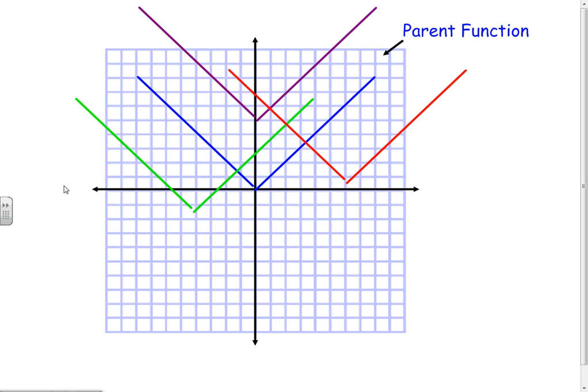So this slide could be a little confusing, so focus on one color at a time. This is an absolute value graph. It's a V-shaped graph. The parent of a V-shaped graph is the blue one. It's centered at the origin, goes up on both sides. If I take that absolute value graph and I slide it to the right, it becomes the red one. Or I can take it and slide it up, at which point it's the purple one. Or I can take it and slide it down and to the left, and it becomes the green one.